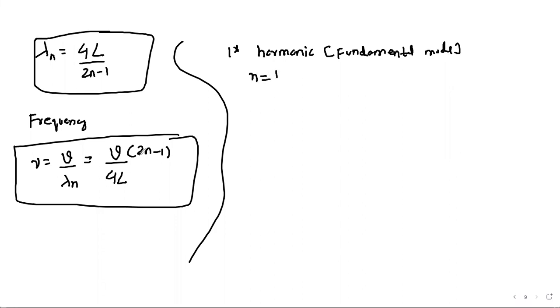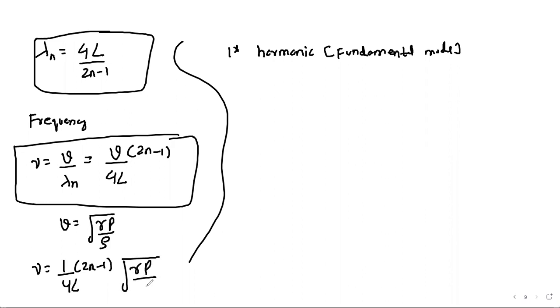Put n equal to 1. When I put n equal to 1 here, the frequency of the first harmonic is v by 4L into (2 into 1 minus 1). Now first of all, let's calculate the wavelength and length relation. Here we can do one more thing: we can write v as root over gamma p by rho, the Laplace correction for the speed of sound in air. So the frequency is 1 by 4L (2n minus 1) root over gamma p by rho naught. This is the general expression of frequency.